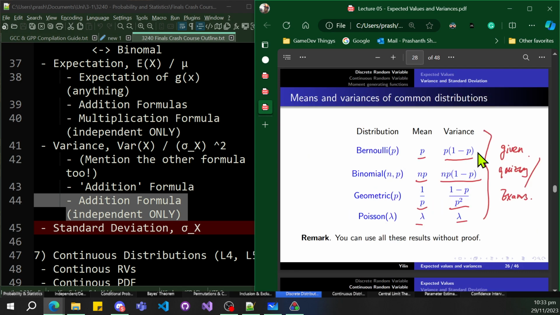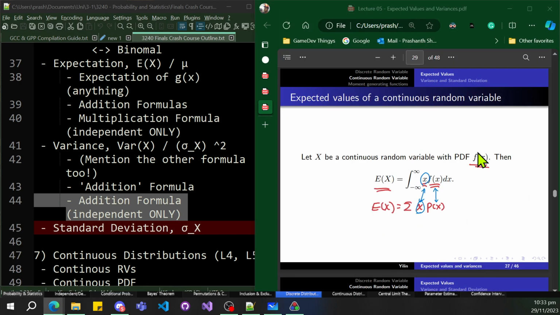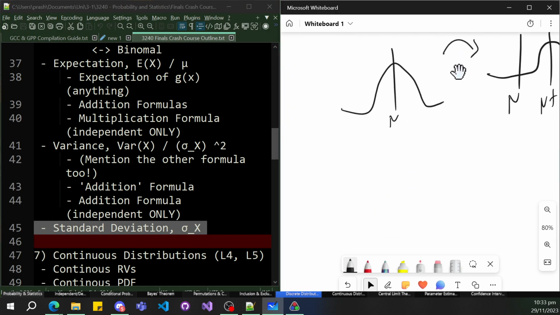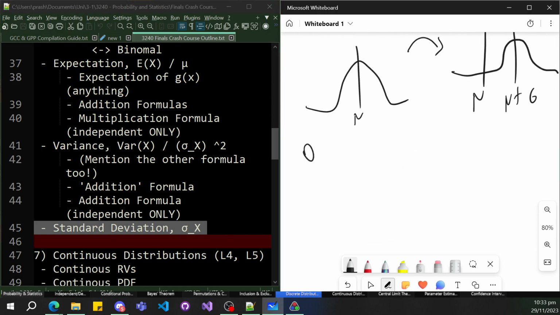There's the formula sheet. Yeah, and once again, standard deviation. At all points in time, this will never change. Standard deviation of any variable is just square root of the variance. So that's the formula for that.